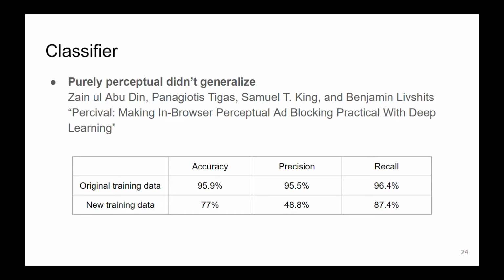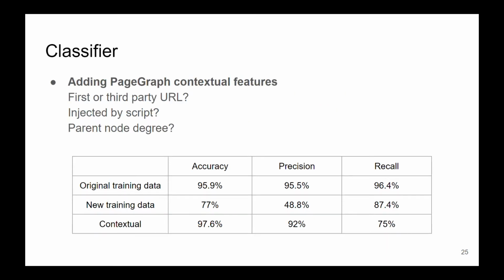So we decided to add some contextual features. And these contextual features could be extracted from the page graph that we got. In total, we add 29 features, such as: is the resource URL a first or a third-party URL? Is it injected by a script? What's the node degree for the parent? What's the node degree for the current node? What are the dimensions of the image? What's the length of the resource URL? And within these 29 features, the perceptual classifier's ad probability is one of the features for the hybrid classifier.